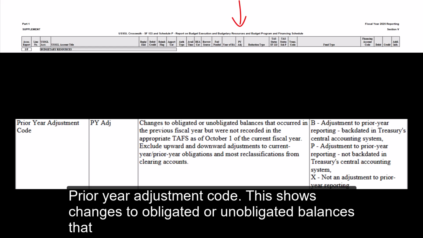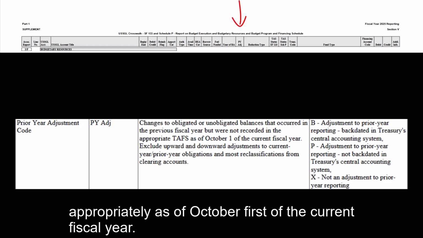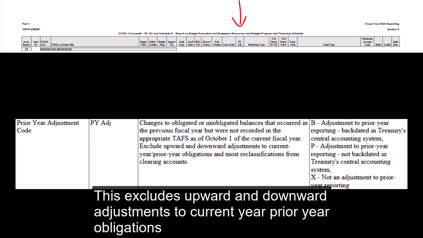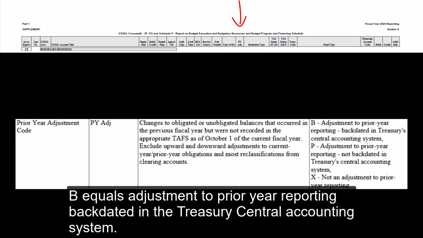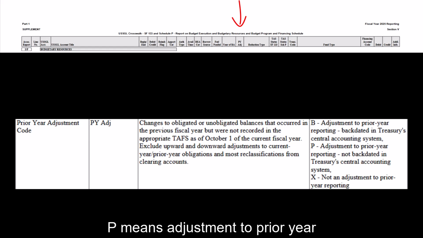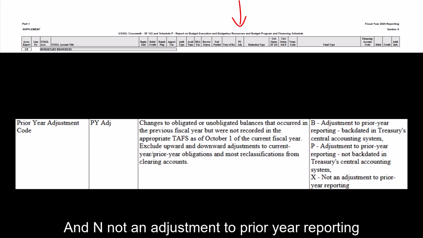Prior year adjustment code. This shows changes to obligated or unobligated balances that occurred in previous fiscal years, but were not recorded appropriately as of October 1st of the current fiscal year. This excludes upward and downward adjustments to current year, prior year obligations, and most reclassifications from clearing accounts. B equals adjustment to prior year reporting, backdated in the Treasury Central Accounting System. P means adjustment to prior year reporting not backdated in the Treasury Central Accounting System. And N, not an adjustment to prior year reporting.